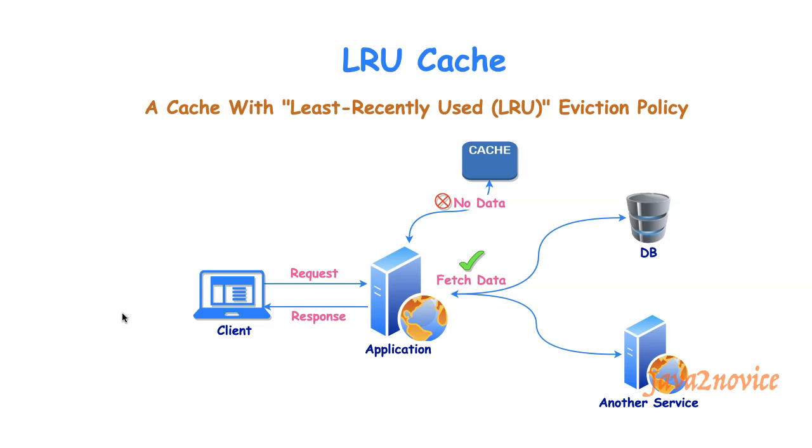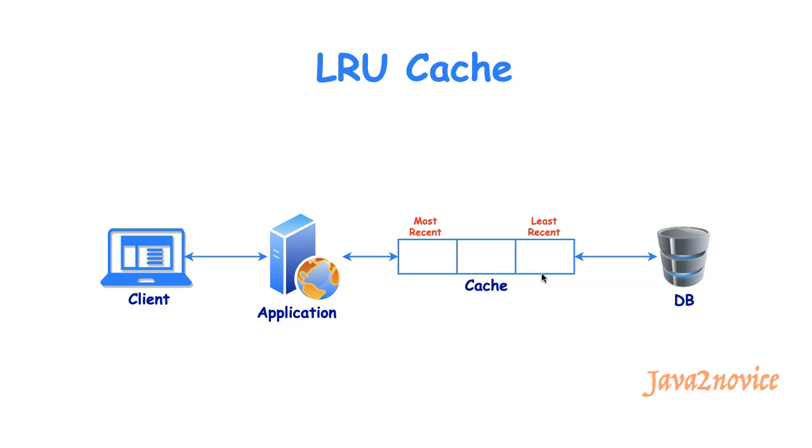What is LRU eviction? Let's take an example. Let's say that our cache is capable of storing 3 elements at a time. This is just for an example. In reality, caches will be a couple of GBs in size. Assume that its max capacity is 3 elements only.